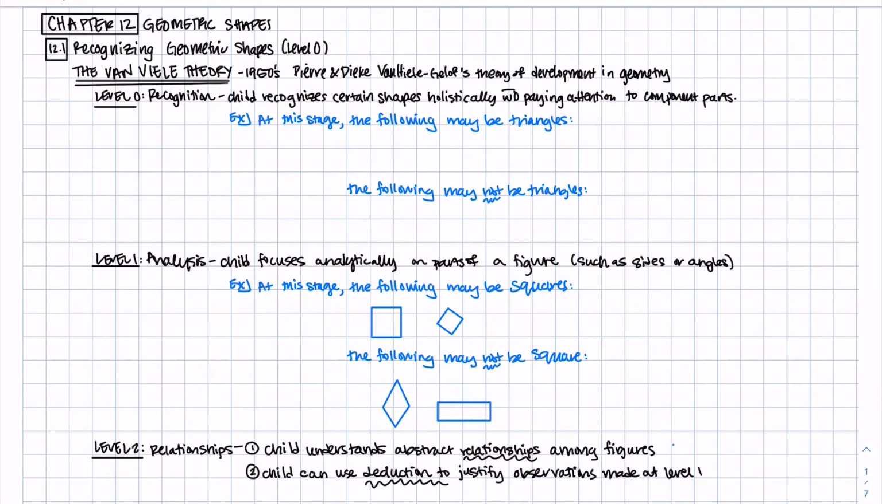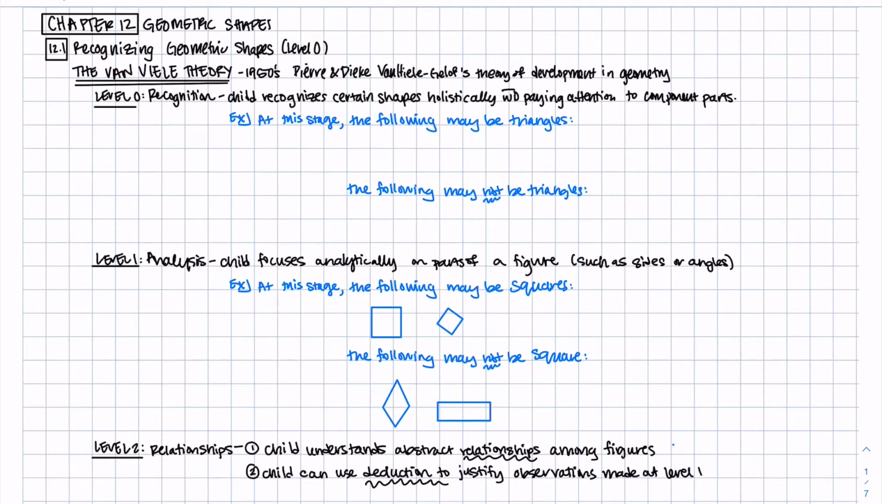So the Van Hieles are a married couple in the Netherlands, and they both teach math. They developed this theory for how children learn geometry. They break things down into different levels, kind of thought of as stages in the process of learning and understanding geometry.